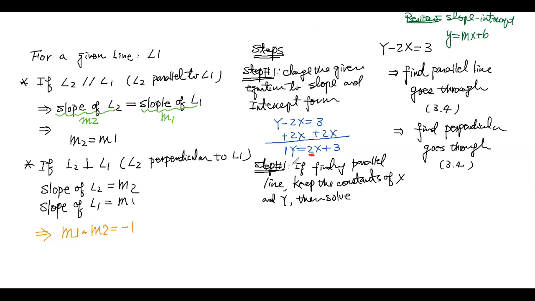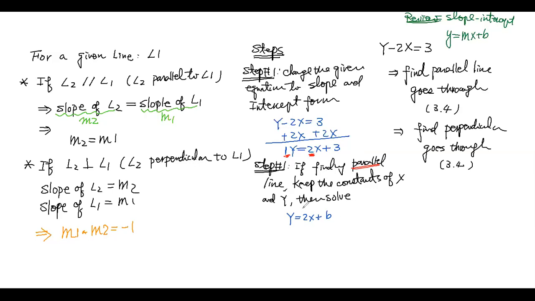So what do they say here? They say, hey, if you are finding the parallel line, then what you should do is keep the y and the x the same. So you say y is equal to 2x plus b, see here. And then you plug in the points to solve for b.